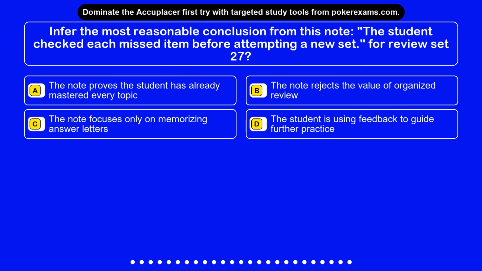Question 14. Infer the most reasonable conclusion from this note. The student checked each missed item before attempting a new set. For review set 27. Option A. The note proves the student has already mastered every topic. Option B. The note rejects the value of organized review. Option C. The note focuses only on memorizing answer letters. Option D. The student is using feedback to guide further practice.